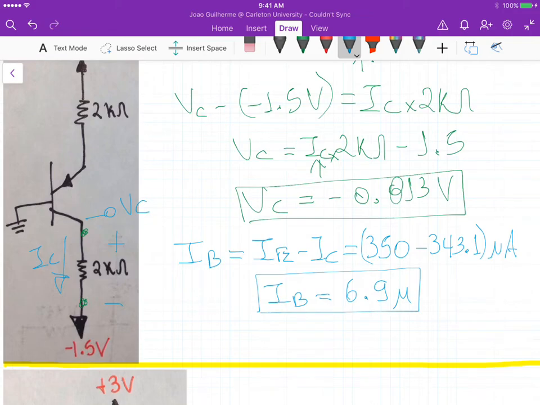Okay, and we could still verify that VCB is less than 0.4 volts to agree with our assumption of active mode operation. And because we know that VB here is 0, basically VCB is VC, right? VC minus VB gives us minus 0.813 volts, and that's actually less than 0.4. Okay, so that agrees with our assumption of active mode operation. Okay.